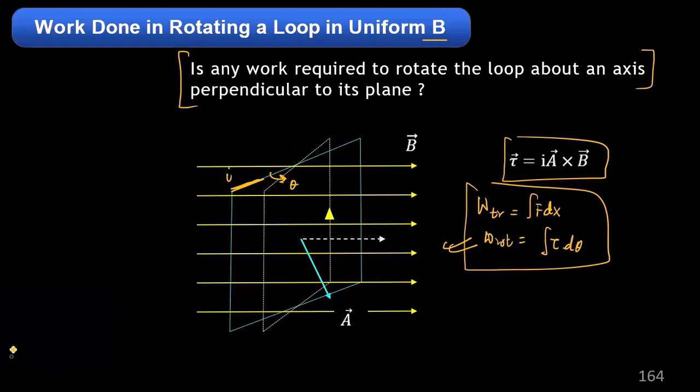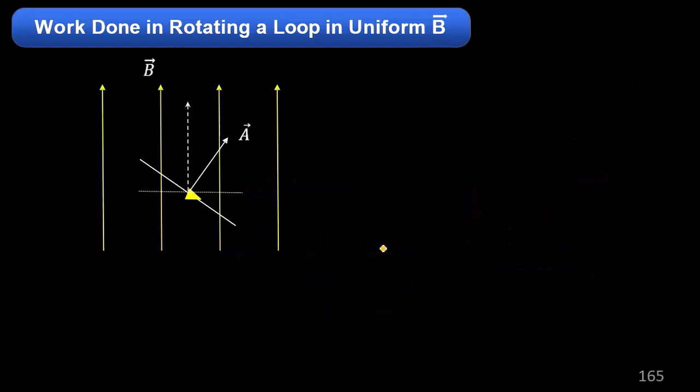That means the torque will change, and for this situation I want to calculate what is the work done in rotating the loop. That is nothing but the situation where I put a coil in a magnetic field. A coil will pass through the magnetic field. Now we can generate the torque. Now I can generate the torque.